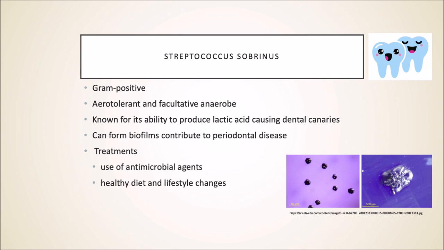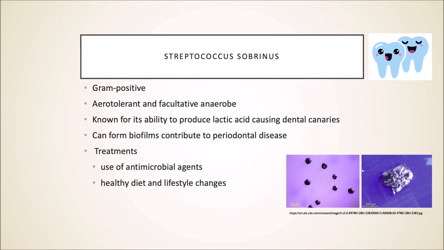Streptococcus sobrinus is a gram-positive bacterium and member of the Streptococcus genus, closely related to Streptococcus mutans. It is an aerotolerant bacterium which can grow in the presence or absence of oxygen. It is a facultative anaerobe, meaning that it can use both aerobic and anaerobic metabolism. It is known for the ability to produce lactic acid, which contributes to the development of dental caries.